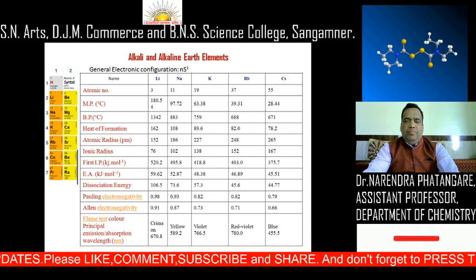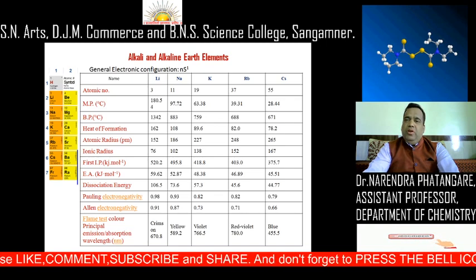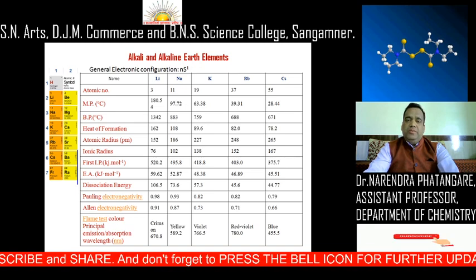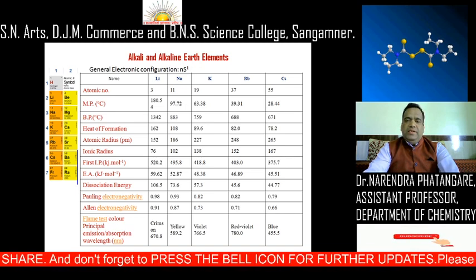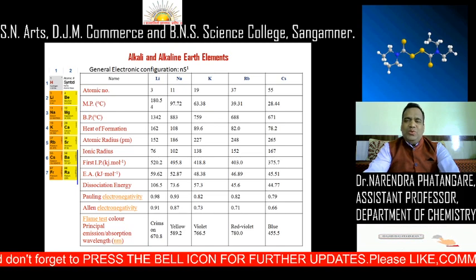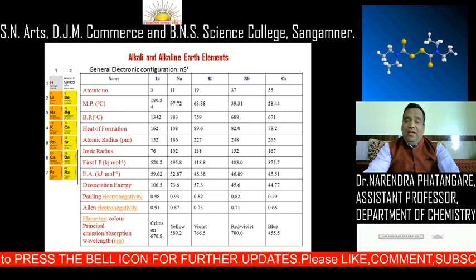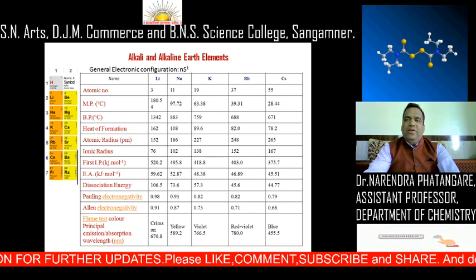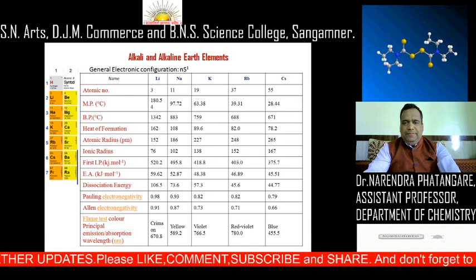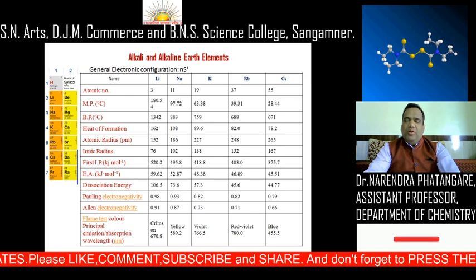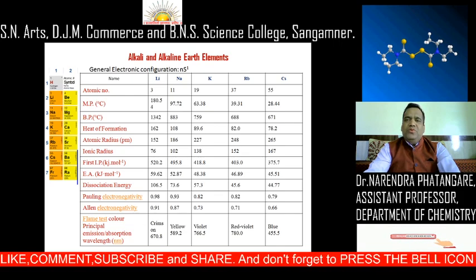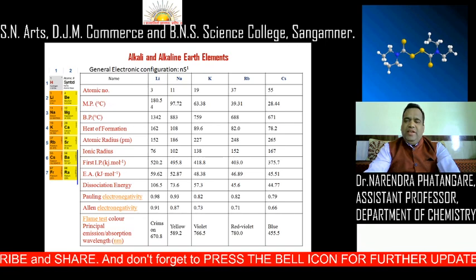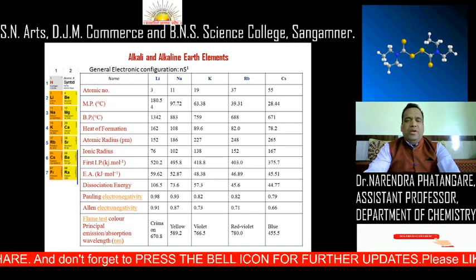Again, the next important periodic property is the dissociation energy. Again, it resembles the ionization potential. As the size increases, dissociation energy decreases. Why? Because again it is similar to the ionization potential, that means the amount of energy required to dissociate. As the size increases, the hold on the outermost electron is slightly reduced, and therefore the dissociation energy decreases from lithium to cesium.